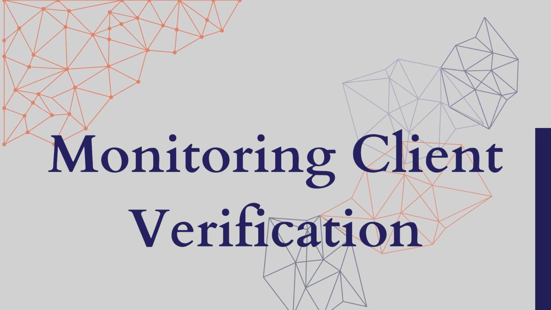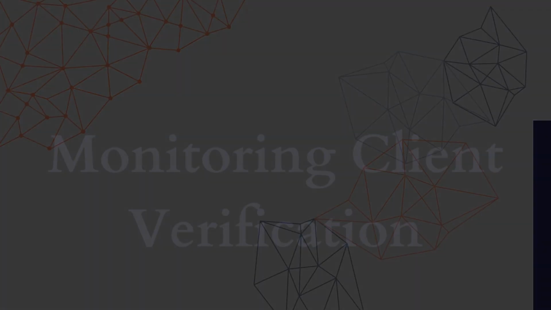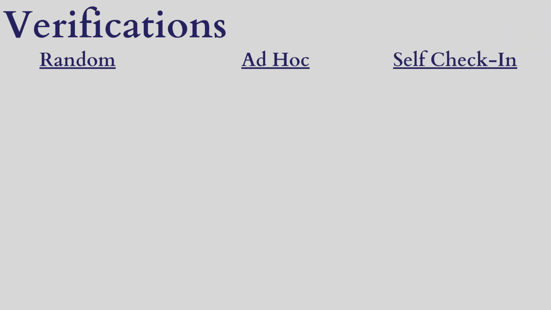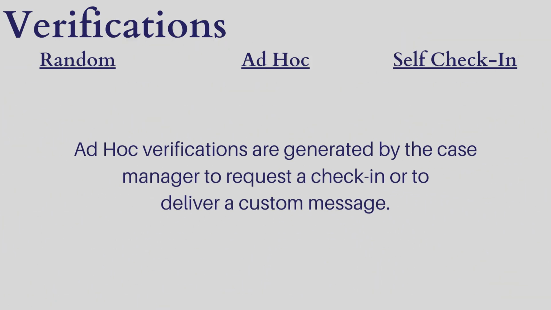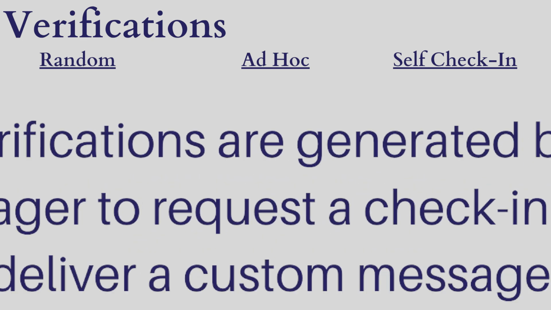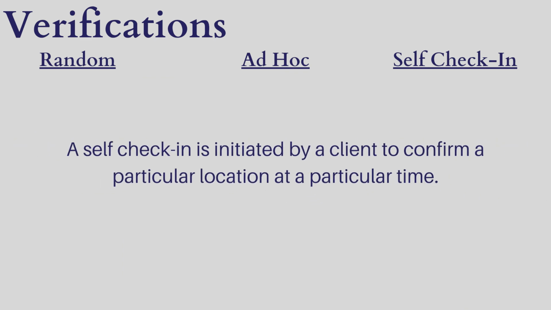Monitoring client verifications. There are 3 types of verifications generated by the Shepherd Systems device: random verifications, ad hoc verifications, and self-check-in. Random verifications are generated by Shepherd Systems and sent to the client's device at random and multiple times throughout the day. Ad hoc verifications are generated by the case manager to request a check-in or to deliver a custom message. A self-check-in is initiated by a client to confirm a particular location at a particular time.